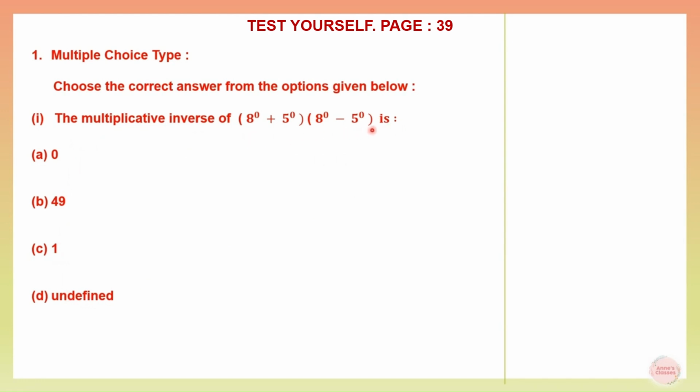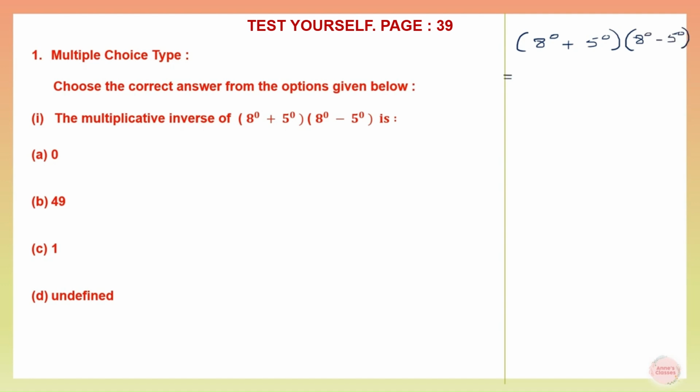So this is what we're going to work out. So let's write down that question. So that is 8 raised to the power of 0 plus 5 raised to the power of 0 into 8 raised to the power of 0 minus 5 raised to the power of 0. So we need to work this out.